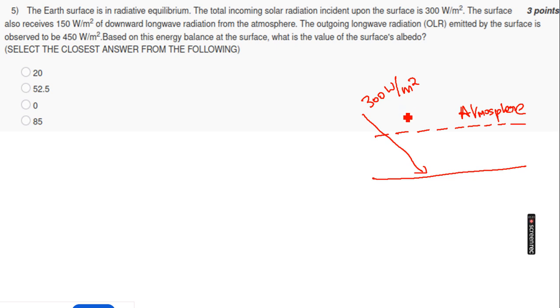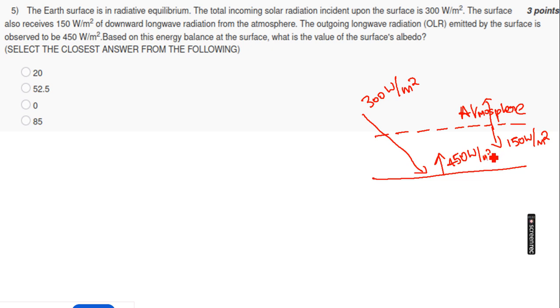This is the total incoming solar radiation that is incident on the surface, and the surface also receives 150 watt per meter square. So some amount will be re-emitted by the Earth's surface. This will be absorbed by the atmosphere and it will re-emit in both directions, right? And it is given the surface also receives 150 watt per meter square of downward long-wave radiation from the atmosphere. So the atmosphere is actually absorbing and re-emitting around 150 watt per meter square back to the surface of the Earth. The outgoing long wave radiation emitted by the surface is 450 watt per meter square. This is 450.